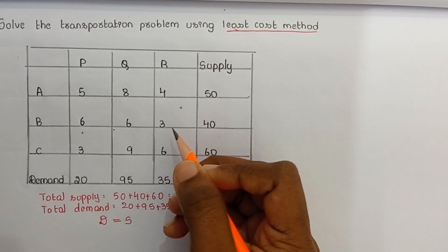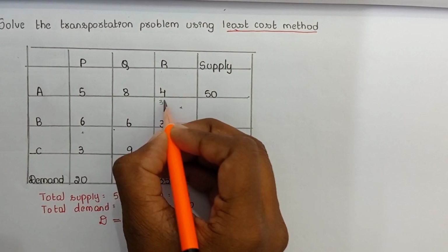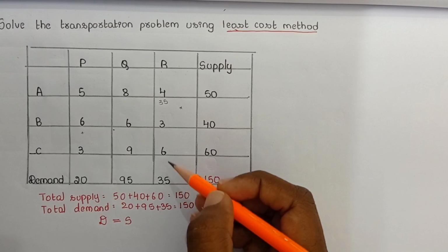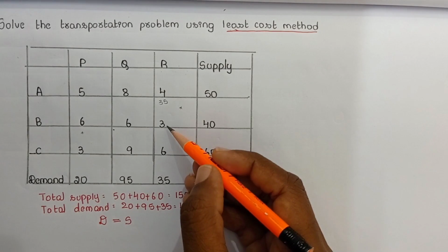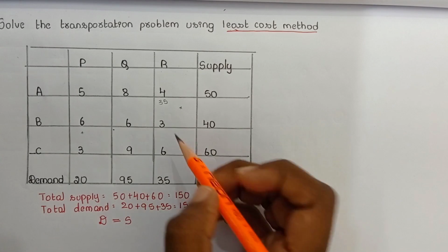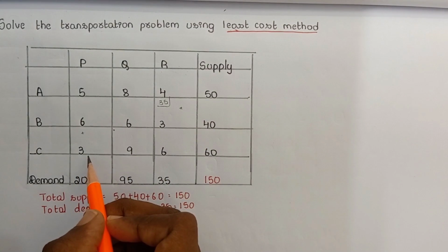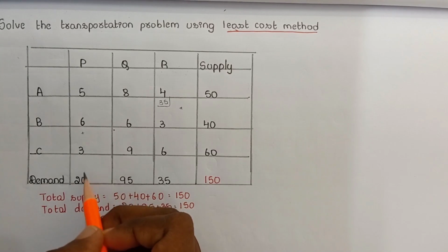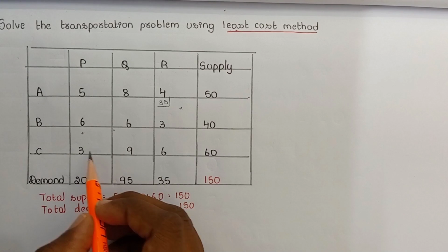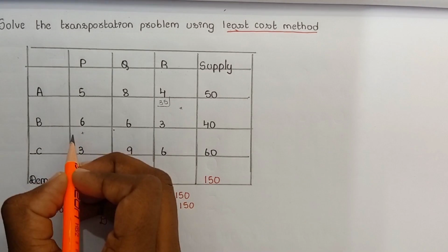When I select this cell for allocation, the maximum unit which I can allocate is 35, because while allocating we have to see the demand as well as the supply. The demand corresponding to this 3 is 35 and the supply is 40. Among 35 and 40, the least value is 35, so I have given 35. When I select the other cell for allocation, the corresponding demand is 20 and the corresponding supply to this 3 is 60. So I have to allocate the least value, which is 20.